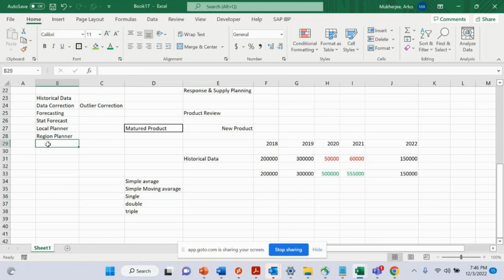And then comes the global planner. Now when I'm saying this, the global planner is the head, so he or she has the ability to check in the system what the local planner has entered and what the region planner has entered, and based on that he will evaluate the value and do the final forecasting before submission as a consensus forecast.